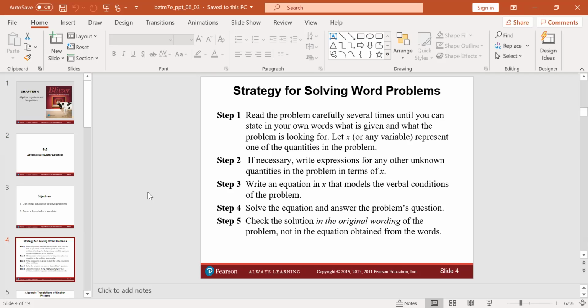This is a good strategy. I would write these down. I would review them pretty much any time that you are doing a new kind of problem, anytime you're dealing with a word problem of some kind. Look over it, read over it, and deal with it.